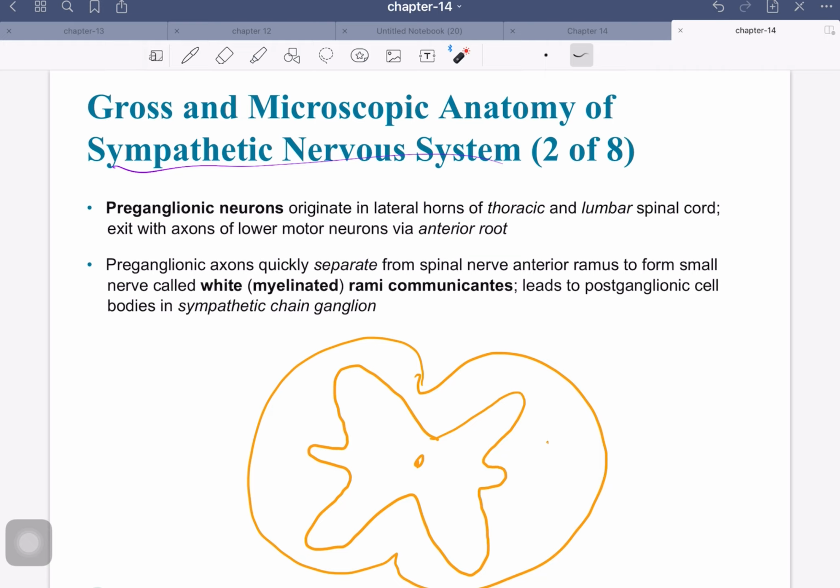So the lateral horns are where the preganglionic fibers for the sympathetic nervous system have their cell bodies, and from there they would travel out with motor fibers on the motor route.